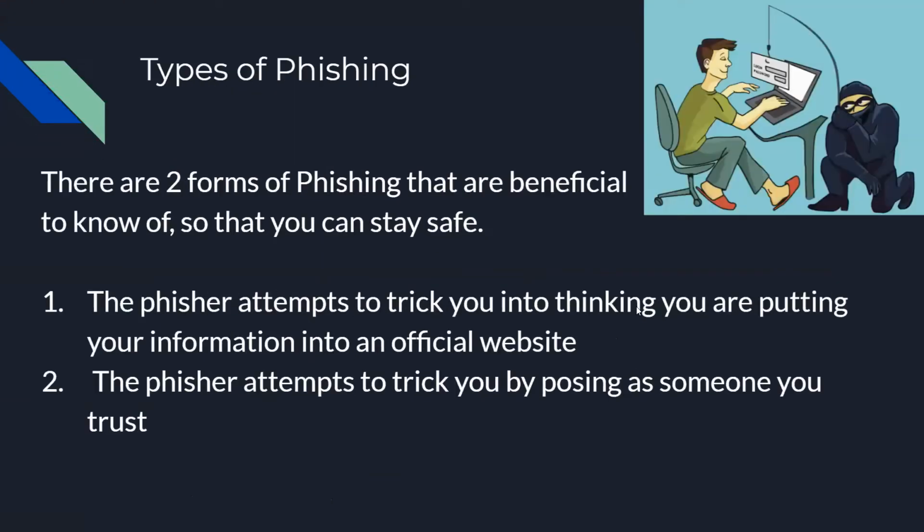So let's look at some different types of phishing. There are two types of phishing which can be beneficial to know so that you can stay safe. The first type of phishing is when the phisher attempts to trick you into thinking you're putting your information into an official website. And the second type is when the phisher attempts to trick you by posing as someone you trust.